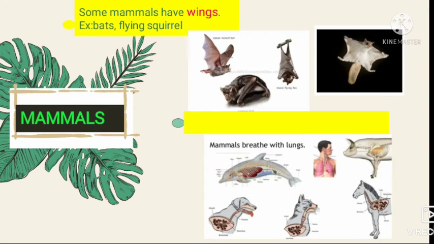Okay, and then mammals breathe with lungs. Can you see there's a human, dolphins, dog, cat, horse, or even pig? They all breathe through lungs. That's another characteristic of mammals.